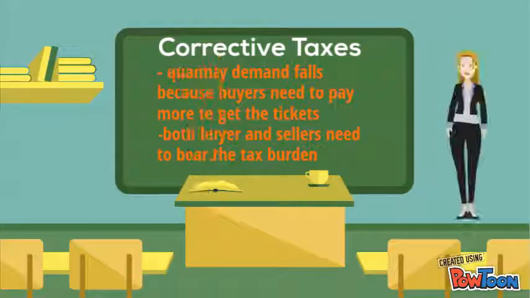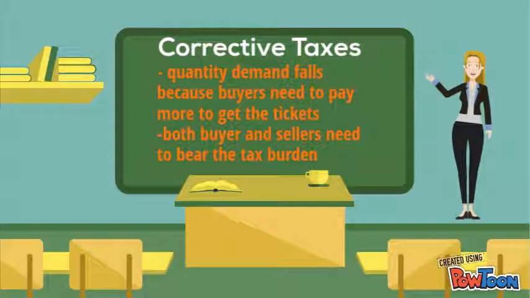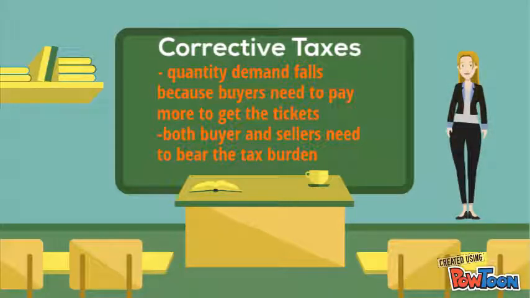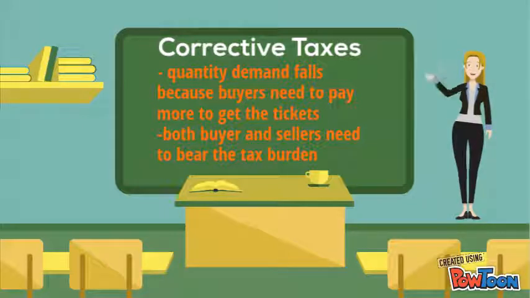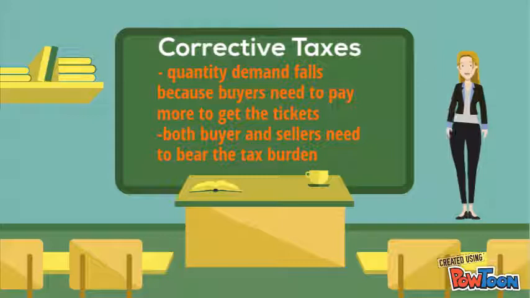Taxes are used to solve the negative externality. If the government imposes taxes on air tickets, the quantity demanded of air tickets will drop because the buyer needs to pay more to get the ticket. Both buyers and sellers need to bear the taxes from the government.